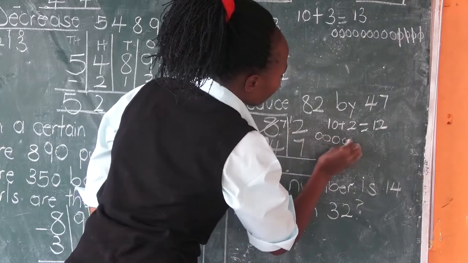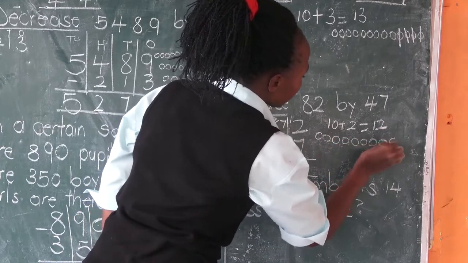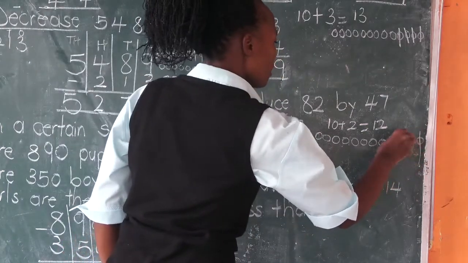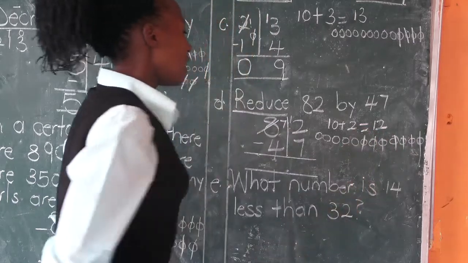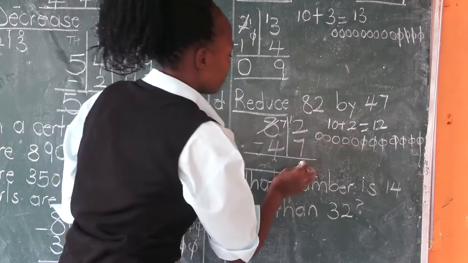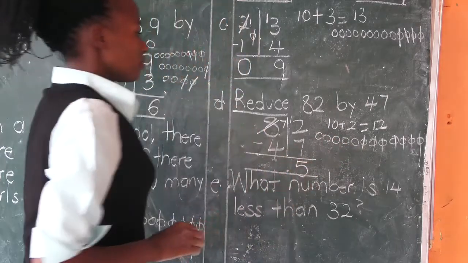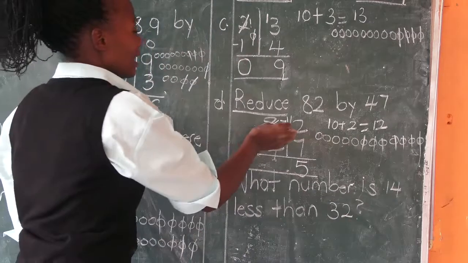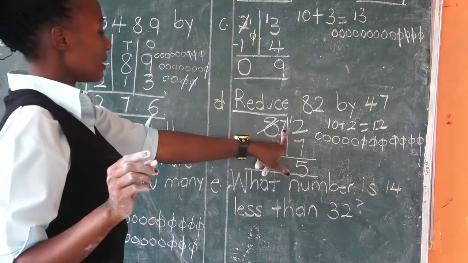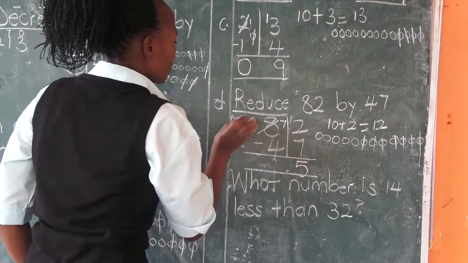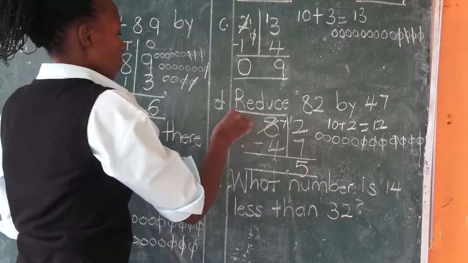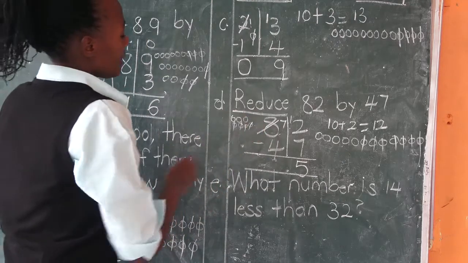1, 2, 3, 4, 5, 6, 7, 8, 9, 10, 11, 12. Take away 7. 1, 2, 3, 4, 5, 6, 7. How many have you remained with? 1, 2, 3, 4, 5. We shall remain with 5. Then here, we remained with the 7, remember, we removed the 1 ten. Now 7 take away 4. 1, 2, 3, 4. How many have remained? 1, 2, 3.